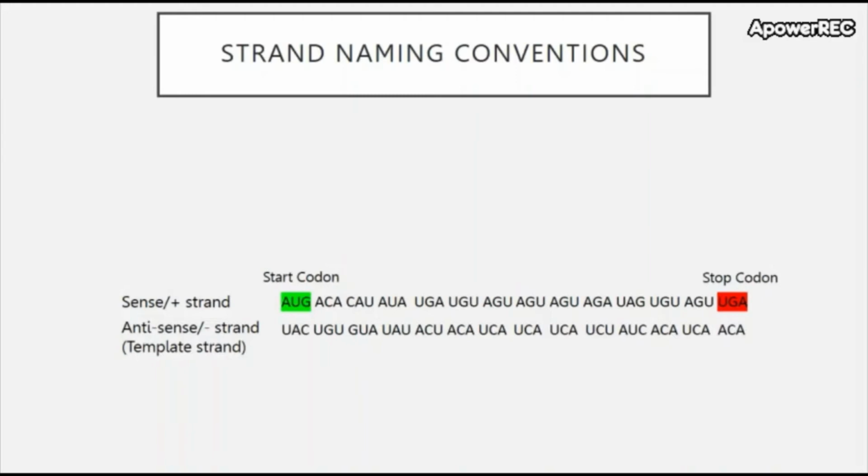So you can see that this top strand, which would be recognized by the ribosome, is called the sense strand or the positive strand. And the template strand on the bottom is called the antisense strand or the negative strand. So single-stranded RNA viruses can be further categorized as either sense strand or antisense strand RNA viruses.